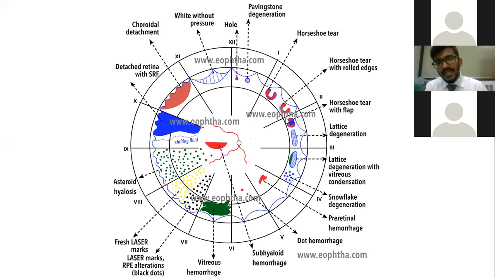If you have rolled edges, you draw with a blue crossed line. A lattice degeneration is with blue crosses. If there is any vitreous condensation, you give a green outline to it. Then there is snowflake degeneration, which you will not draw much, but in a patient of uveitis, yes, you should draw it with blue. Any hemorrhage, any blood is generally red.